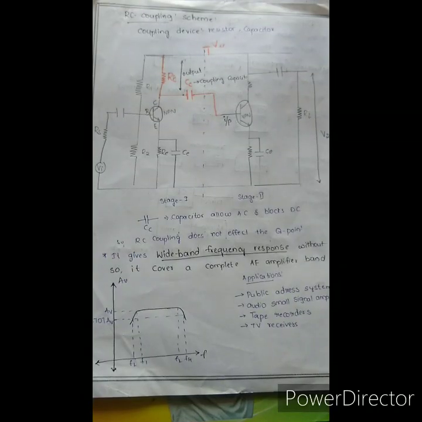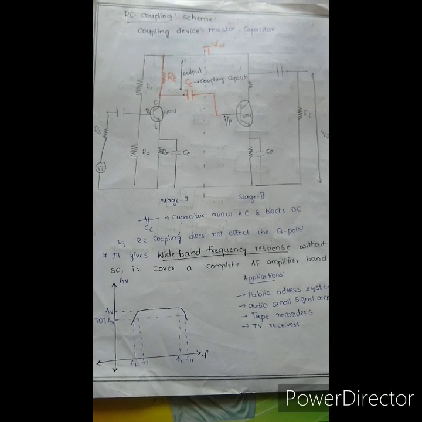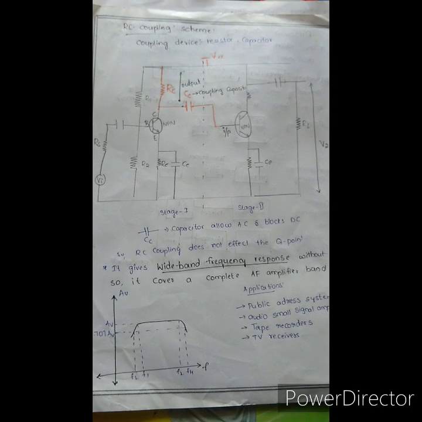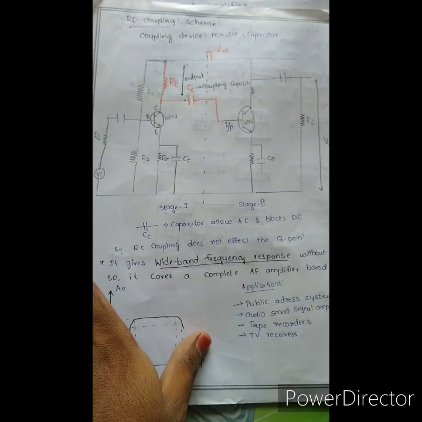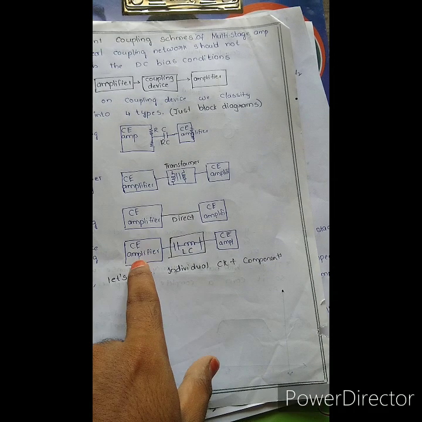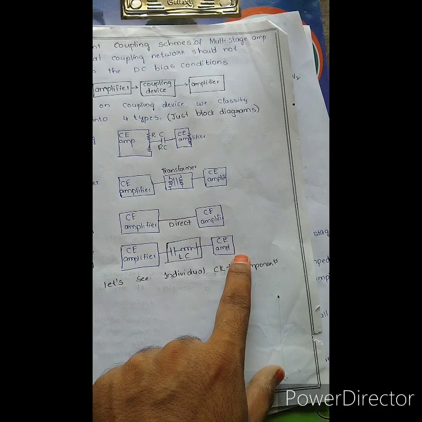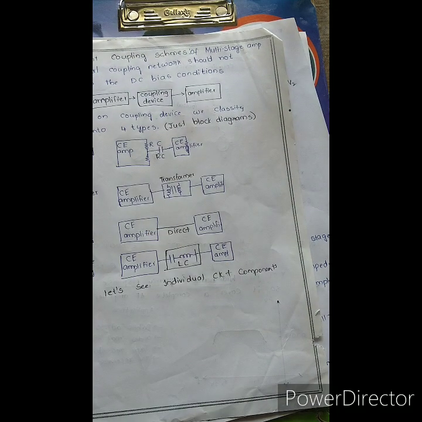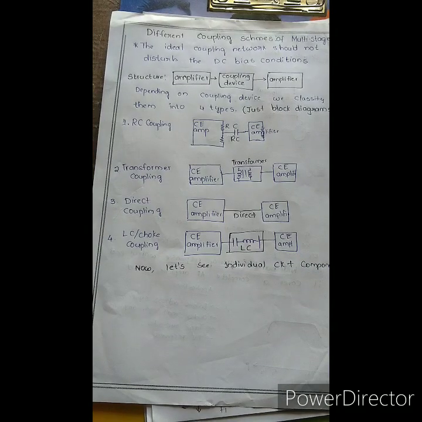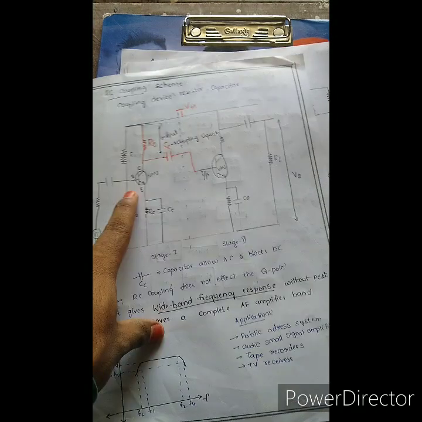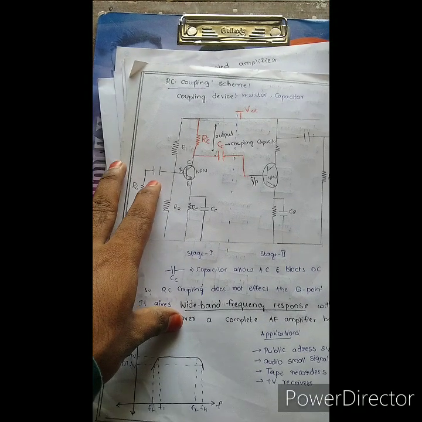Friends, as previously discussed, we have just seen the block diagrams of the coupling schemes. In these four coupling schemes, we will deal with the same amplifier, that is the CE amplifier. If we know the CE amplifier circuit diagram, we can complete this topic very easily. Let us first see the RC coupling scheme.